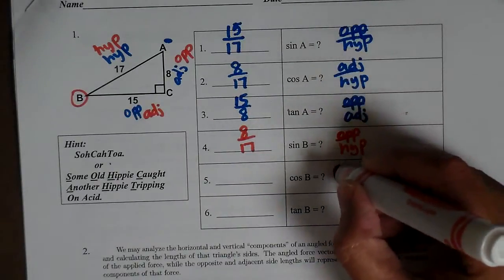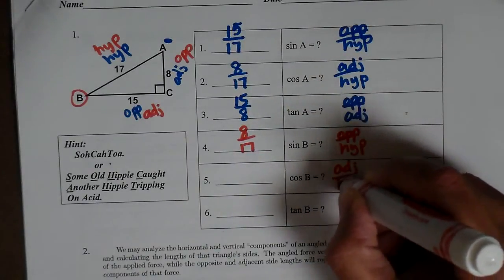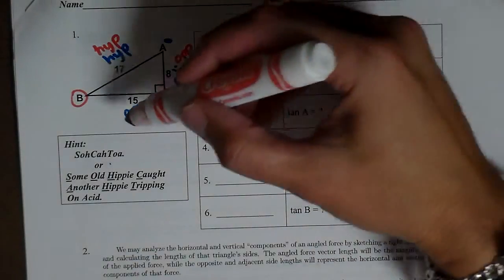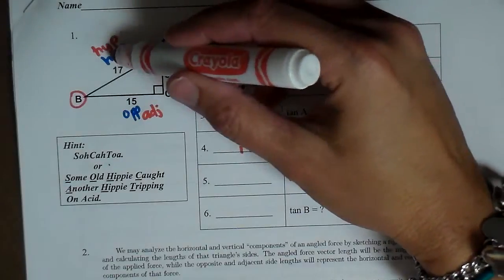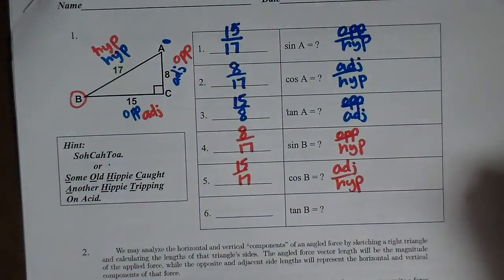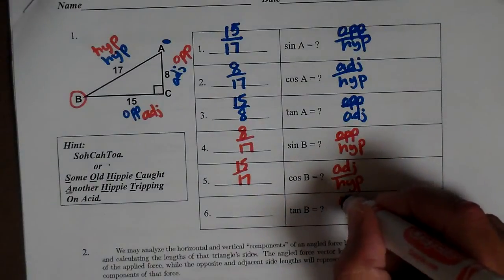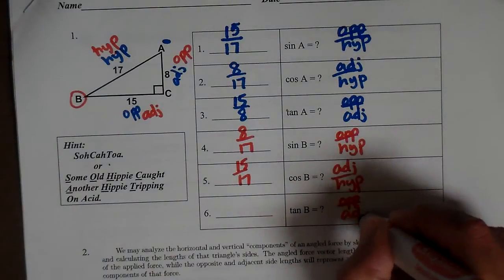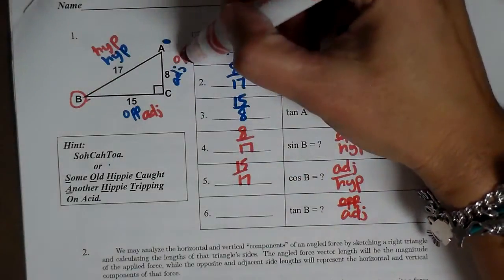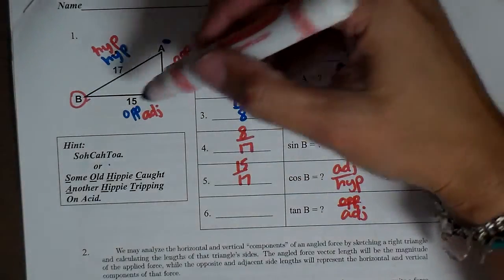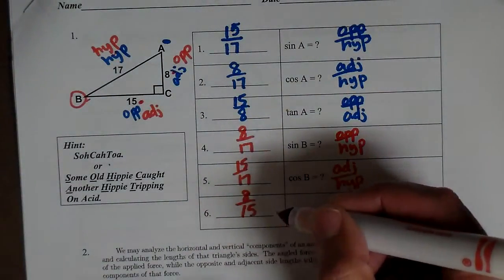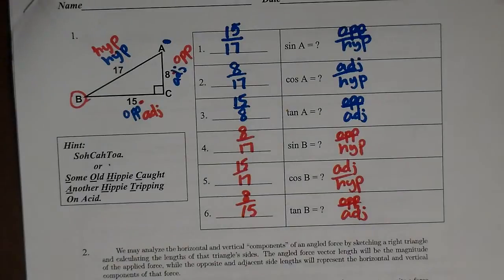Now let's look at cosine B. Cosine B is the side adjacent to B over the hypotenuse, so 15 is adjacent to B, and 17 is the hypotenuse. So that's the cosine of B. Now with tangent, we have opposite over adjacent. So we're looking at the side opposite of B, which is 8, over the adjacent of B, which is 15. And so that is how you do the trig ratios.